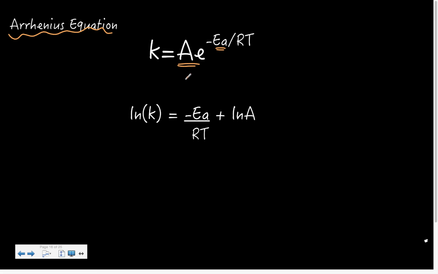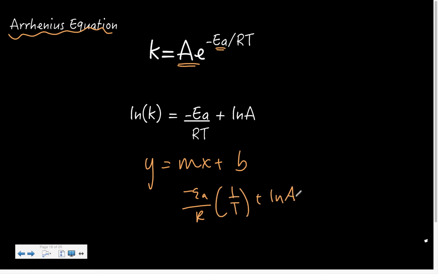That's not something that you're expected to know, which is why, if we take the natural log of both sides, we get the more useful form of the Arrhenius equation. Ta-da! Another straight line graph. If we break this down, we have negative Ea over R times 1 over T, plus ln of A, is equal to the ln of k.